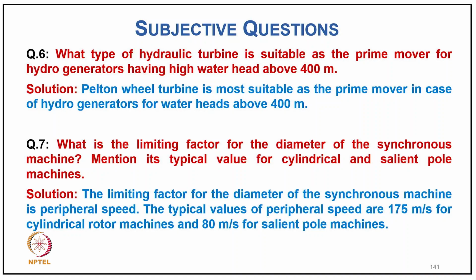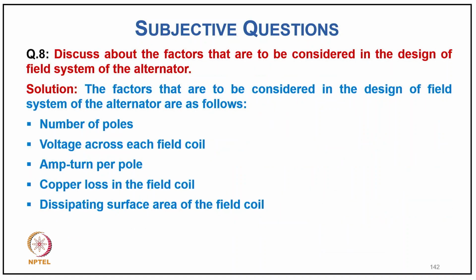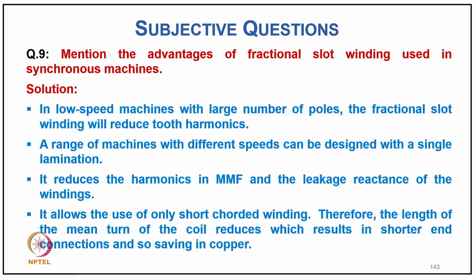What is the limiting factor for the diameter of synchronous machine? Mention a typical value for salient pole and cylindrical. The limiting factor for diameter of synchronous machine is the peripheral velocity. Typical values of peripheral velocity are 175 meter per second for cylindrical machine and 80 meter per second for salient pole machine. Discuss the factors that are considered in the design of field system. The factors to be considered in the design of field are number of poles, voltage across each field coil, ampere turns per pole, copper loss in the field coil, and dissipating surface area of the field coil.